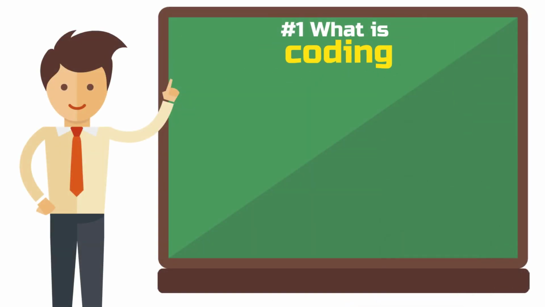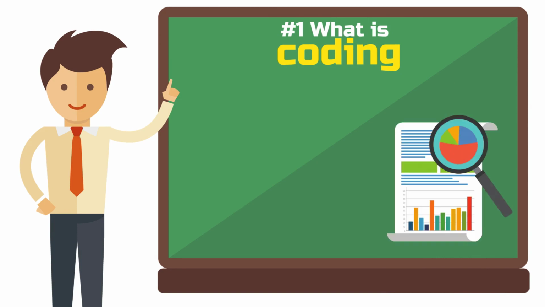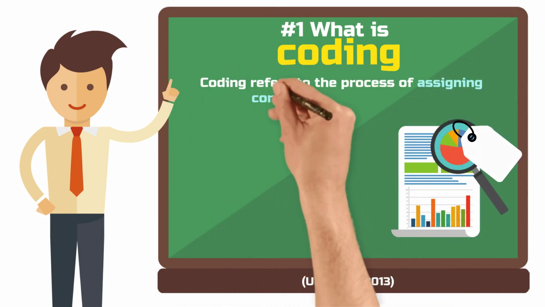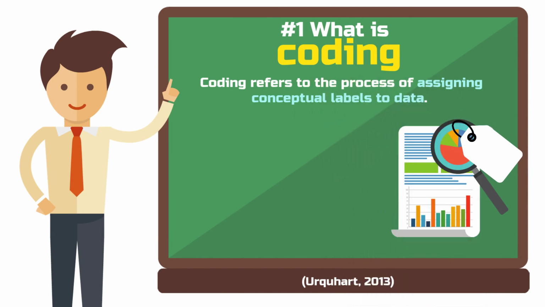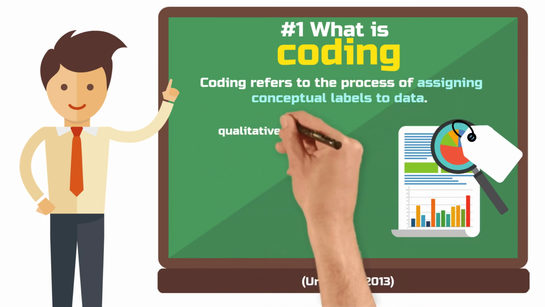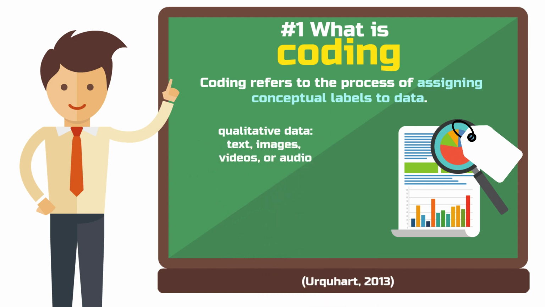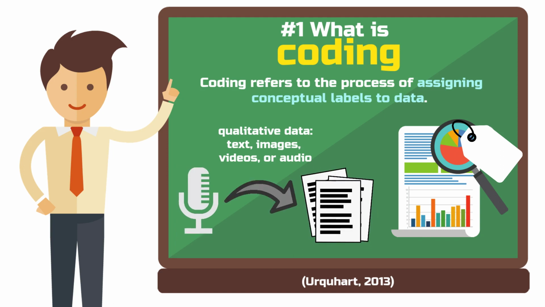Part 1. What is coding? Coding refers to the process of assigning conceptual labels to data. It primarily applies to qualitative data, such as text, images, video, or audio. For the sake of simplicity, let's assume in this video that your data was collected through interviews and now exists in the form of interview transcripts.